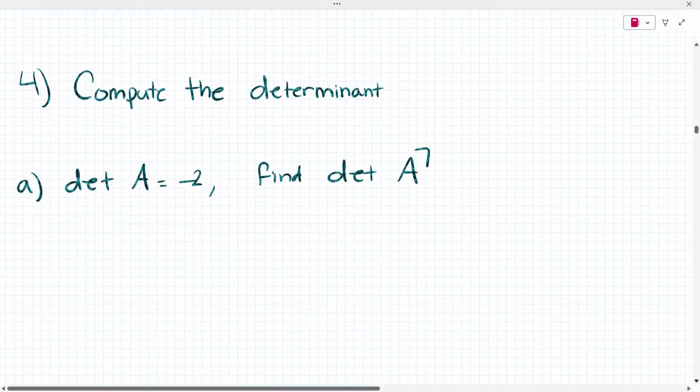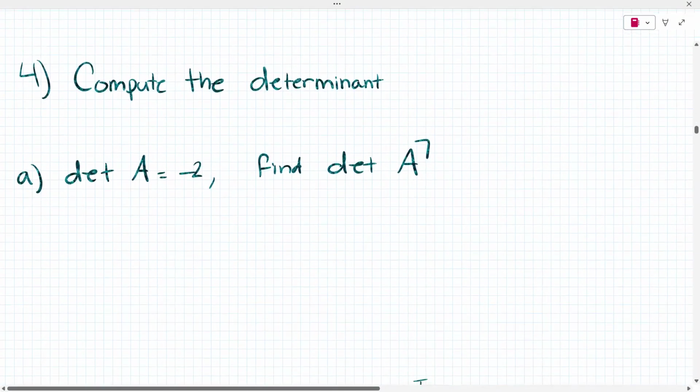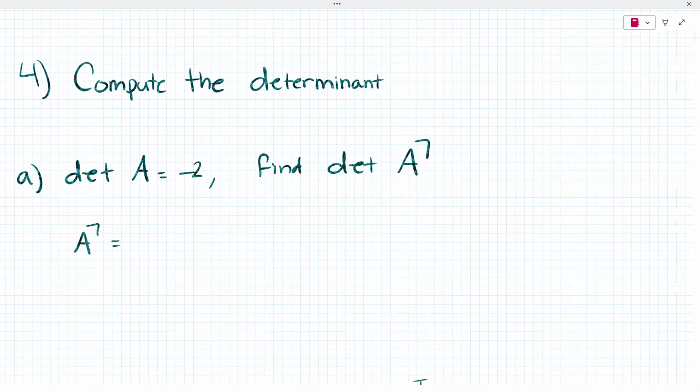so let's do one. Example 4, compute the determinant. The determinant of A is equal to -2. Find the determinant of A^7. So to find the determinant of A^7 is basically -2 raised to the 7th power, which is -128. Because of that one rule. Okay.